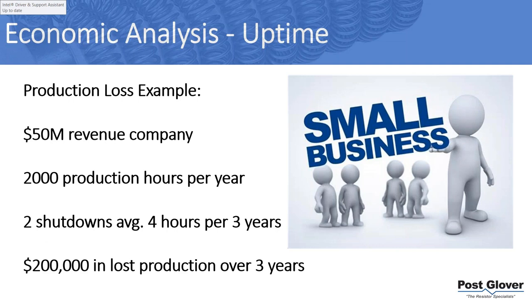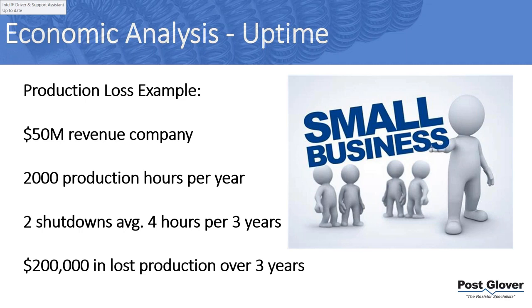So let me give you just a small business example now. Small manufacturers, this is made up, but I just want to give you an idea of how you would calculate this, just for basically production loss. There's many different ways you can lose money, opportunity costs, etc. But basically, just the production loss. You have a $50 million revenue company. Typically, we're talking about a small company of roughly 100 employees.